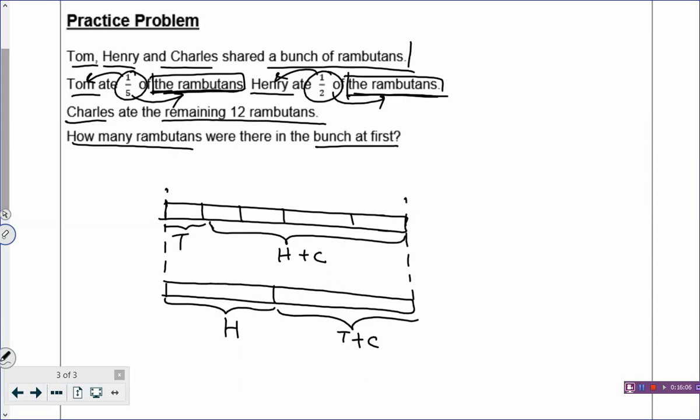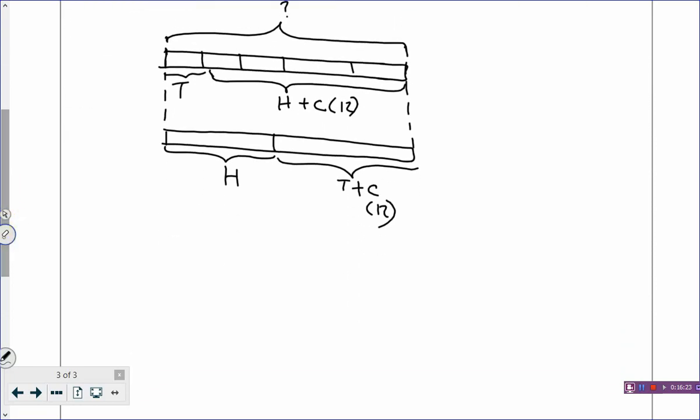Okay, and then Charles ate the remaining 12 rambutans. So let's put the important number beside the person, 12. And you have drawn until here. So how many rambutans were there in the bunch at first? Question mark. And your model is done. Alright, so how do we use the model to continue to solve? Now, the model on top and the model below are the same. So you have to cut them into an equal number of boxes.